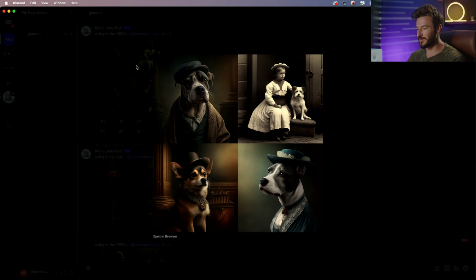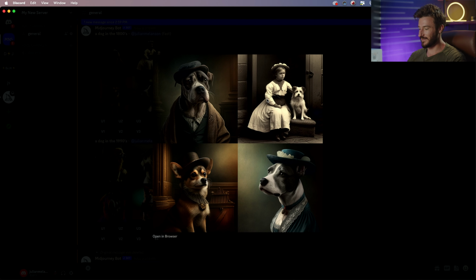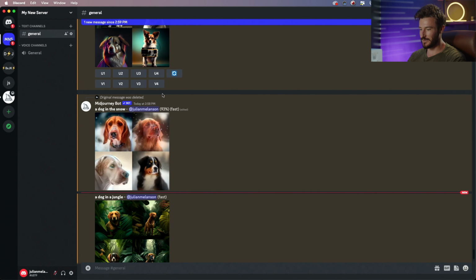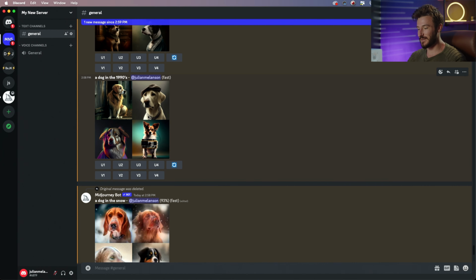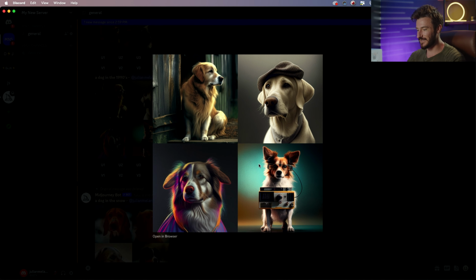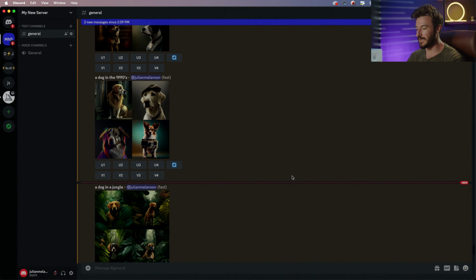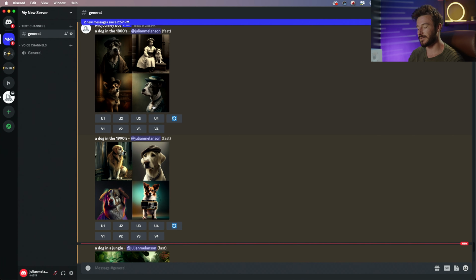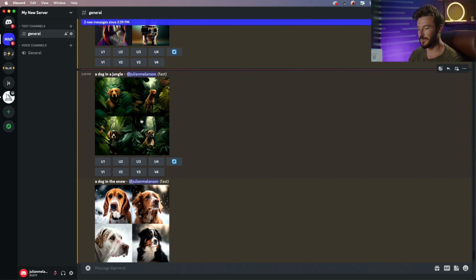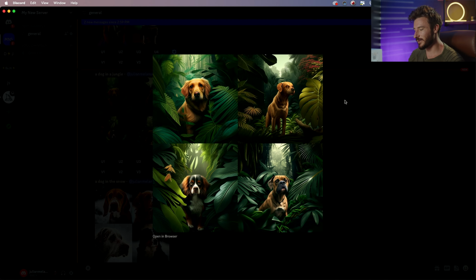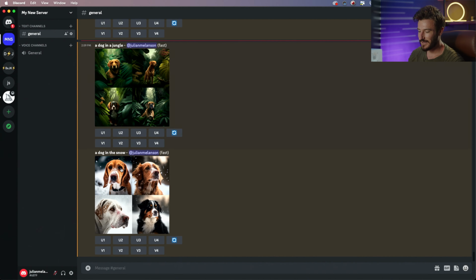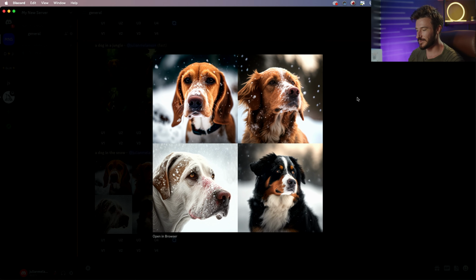So we have our dog in the 1800s, does a great job of lighting, does a great job of coloring, and does a great job of just capturing the feeling of that specific time period. And we have a dog in the 1990s that has more of a retro feel. I really like what it did with the bottom right. So, and now that we made this dog time travel, let's look at the different locations. Boom, we got our dog in the jungle and we have our dog in the snow.